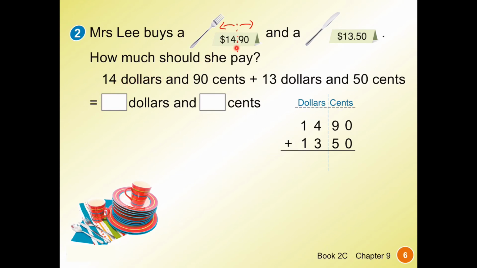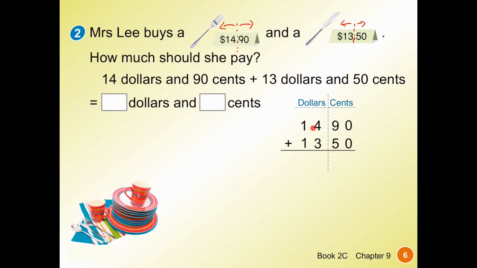So 14 in front of the dot, so $14. And we have 90 on the right hand side or after the decimal point. So that's the number for the cents. So 90 cents. And this is the case for the value of the knife. So 13 in front of the dot, so $13, and then 50 after the dot, so 50 cents.